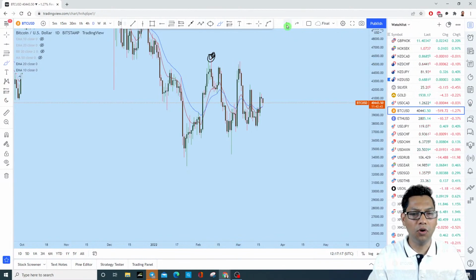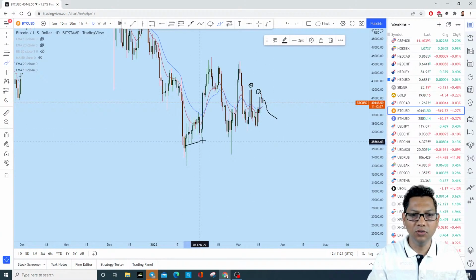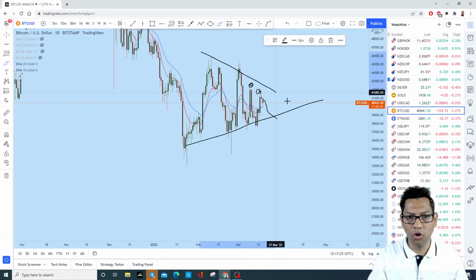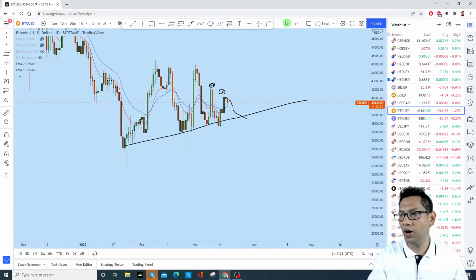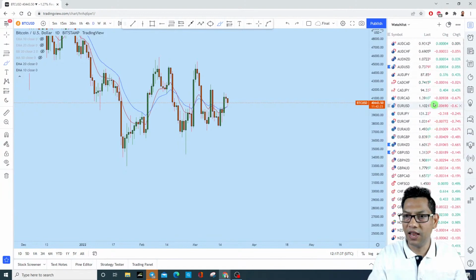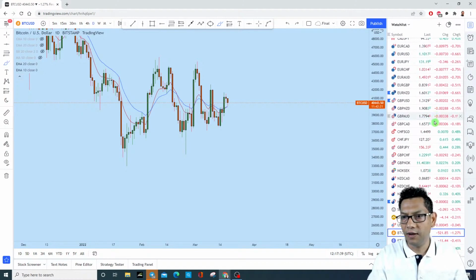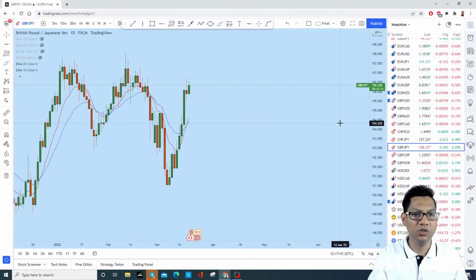So Bitcoin is basically creating lower highs. You see, every time the price is creating a lower high, and I would definitely believe that Bitcoin will finally break the support and go lower further. So this is the situation with Bitcoin. Let's see what other currency pairs we can cover in this live stream. I think that most of the pairs we have covered for this week.